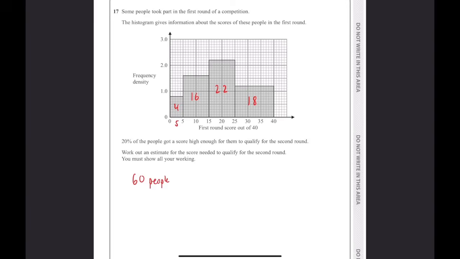So 20% of 60 is going to be equal to 12. Now 12 is going to be about 2/3 of the final box. So an estimate for the score will be 30.